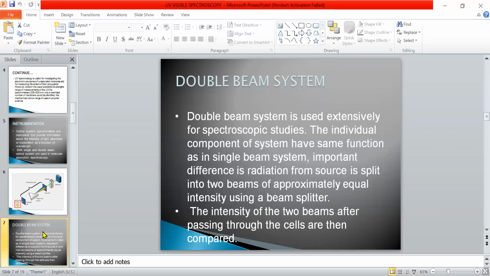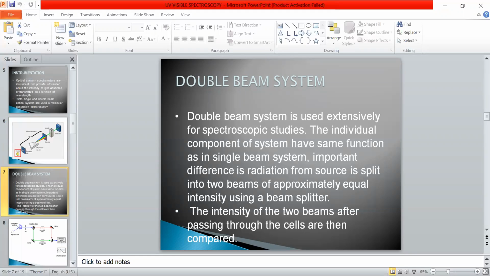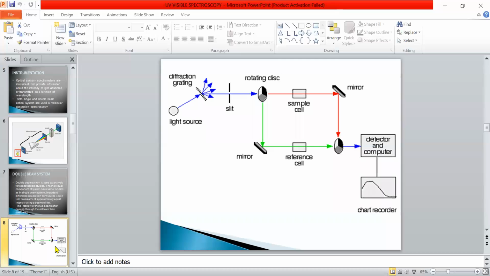The double beam system is used extensively for spectroscopic studies. The individual components of the system have the same functions as in single beam systems. The important difference is that the radiation from the source is split into two beams of approximately equal intensity using a beam splitter. The intensities of the two beams after passing through the cells are then compared. Here is the diagram of the double beam system.